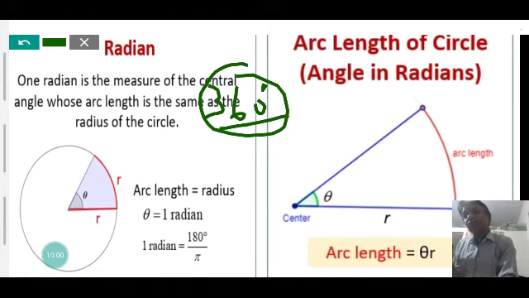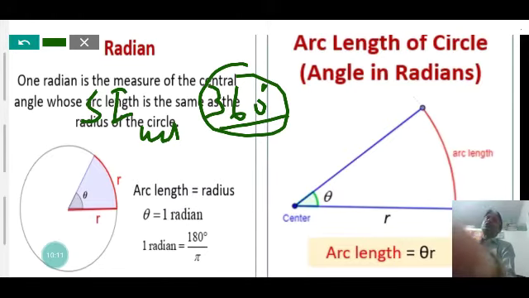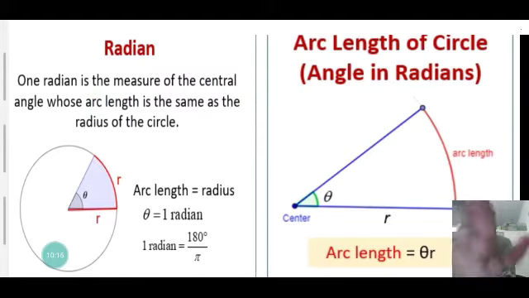But a very important system to measure angle is called radian. It is also the SI unit of angle. Degree is not the SI unit of angle; the SI unit of angle is radian. The application of radian is very important to understand uniform circular motion.